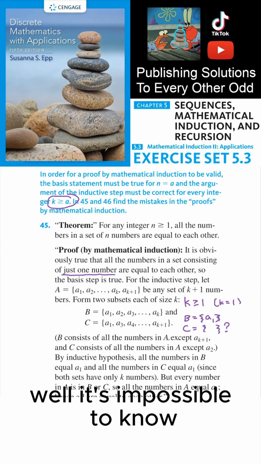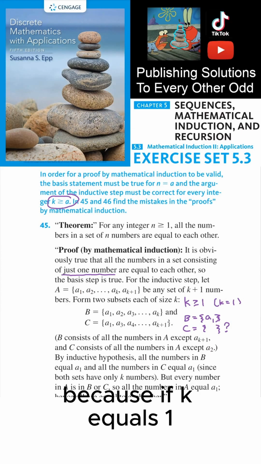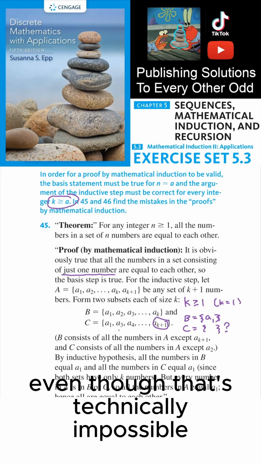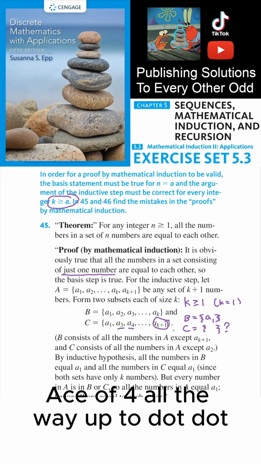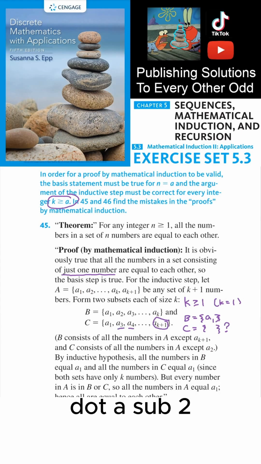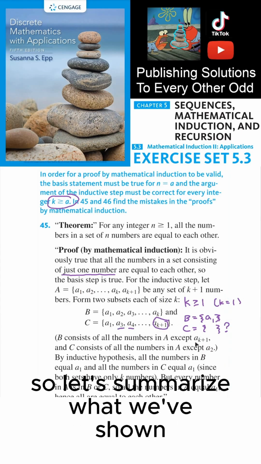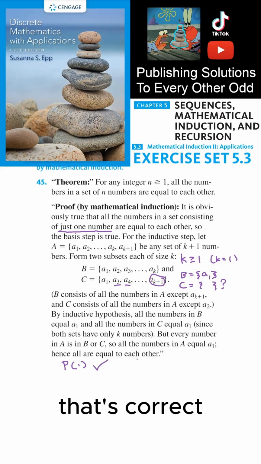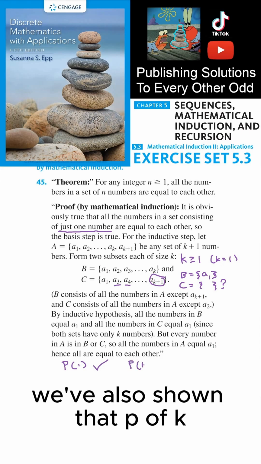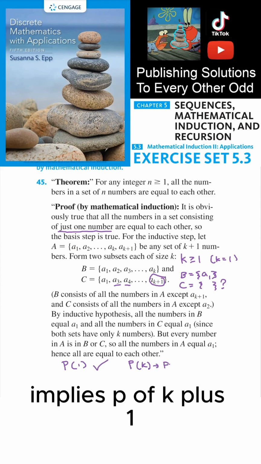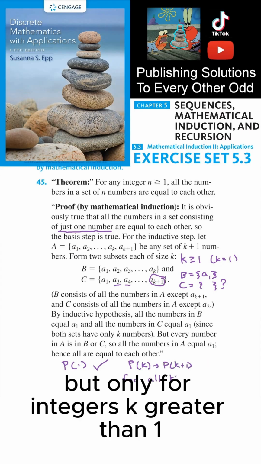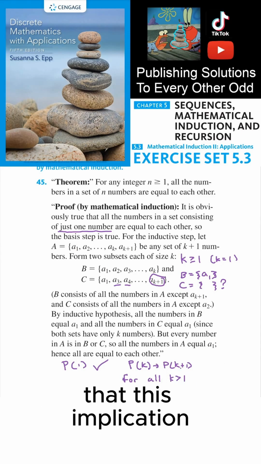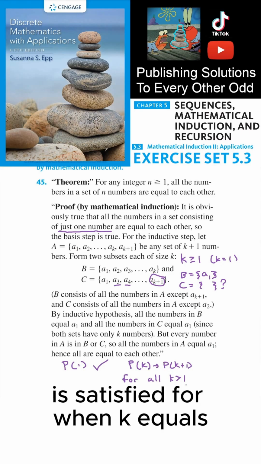Well, it's impossible to know because if k equals 1, then this last term would be a sub 2, even though that's technically impossible since this is a sub 3, a sub 4, all the way up to a sub 2. What does that even mean here? So let's summarize what we've shown. We've shown that P of 1 is true. That's correct. We've also shown that P of k implies P of k plus 1, but only for integers k greater than 1. We did not show that this implication is satisfied for when k equals 1.